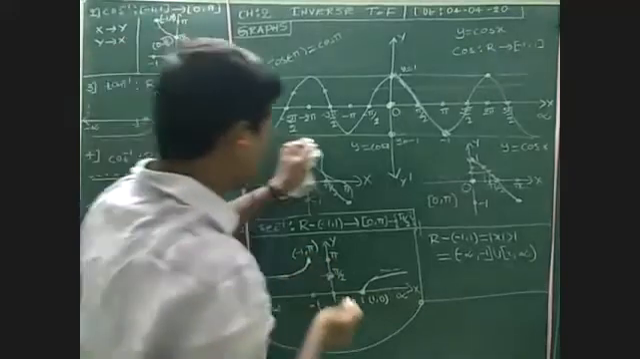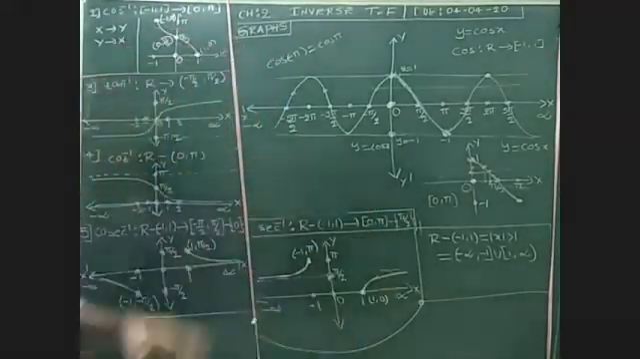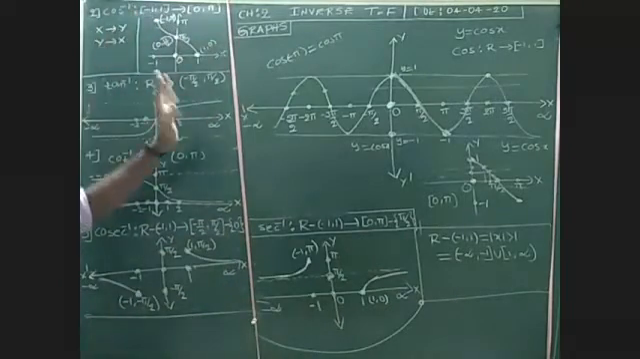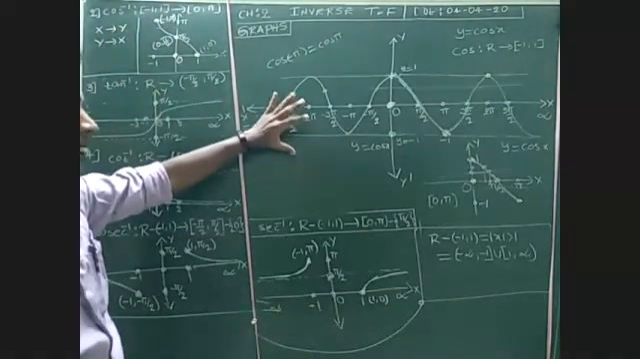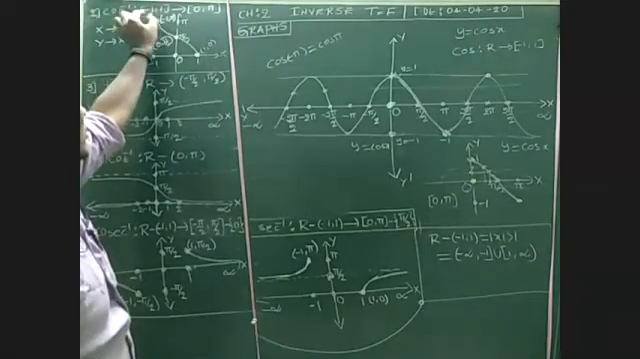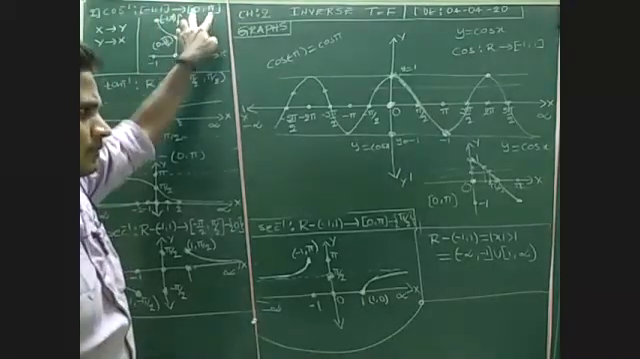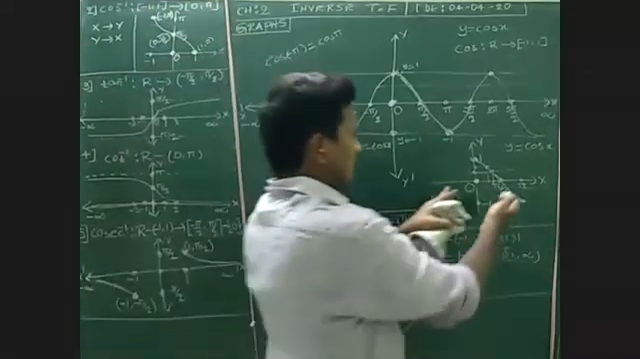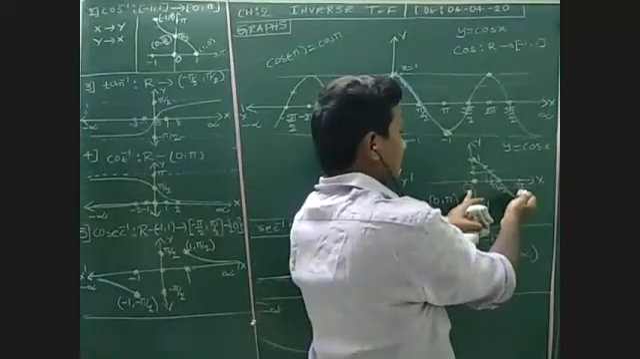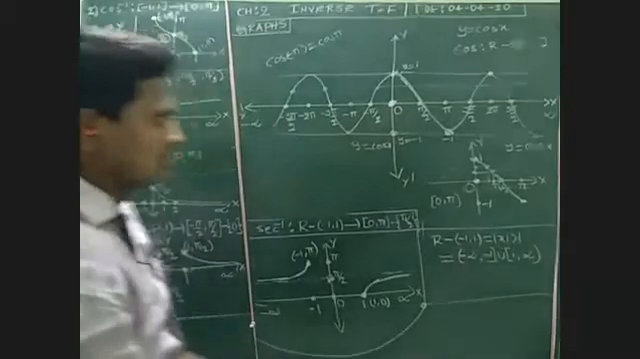There is one important point that I will explain. Just remember, this is the graph of cos inverse x, whose domain is -1 to 1 and range is 0 to π. So here we restricted the domain. This restricted domain is called the principal value branch.